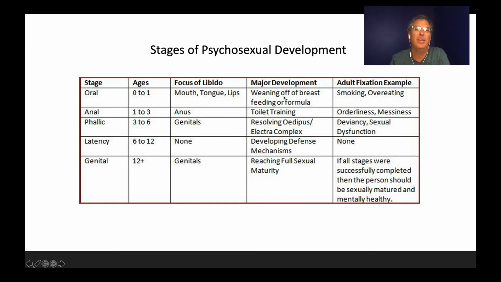But then some critical thing happens somewhere. At some point, the mother says, enough is enough of this breastfeeding. And so at some point you get weaned off of this breastfeeding, or it could be formula too, right? Which is still the same sensual experience. And so at this point, the child has to be ready to move on to an extent and get over this stage of things. I'll talk about becoming fixated in a moment.